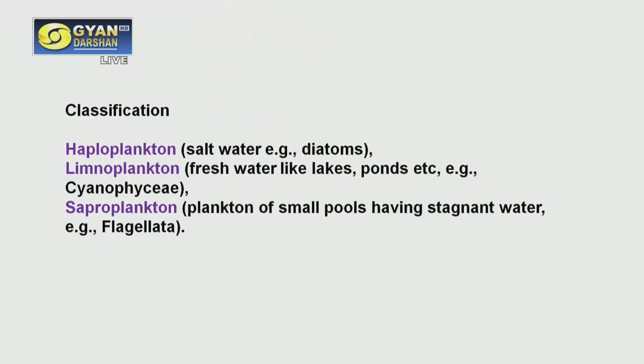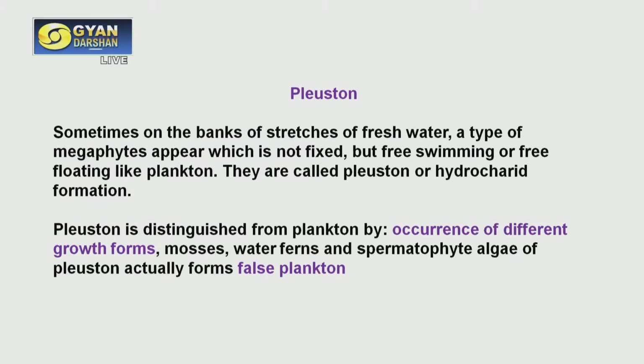Again, you have the classification like haloplankton, limnoplankton, saproplankton. What are pleustons? Pleustons means sometimes on the banks of stretches of fresh water, you can see certain megaphytes. These are not microphytes, these are megaphytes. These are comparatively larger organisms. They are not fixed, but they are free swimming or free floating like plankton.